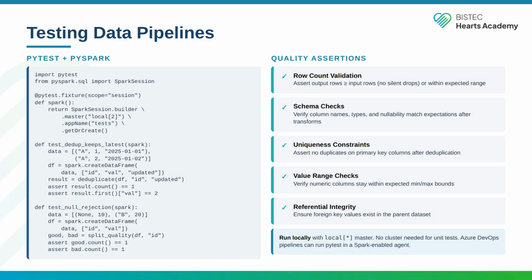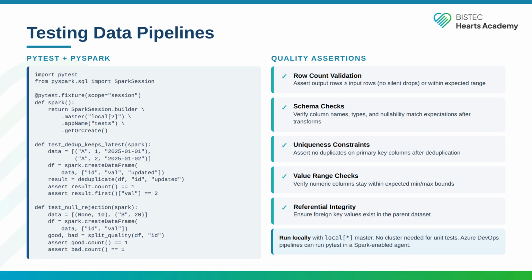Testing data pipelines is one of the most overlooked practices in data engineering. Here is how to do it properly with PyTest. The foundation is the Spark session fixture. You create a local Spark session scoped to the test session. It starts once, runs all your tests, and shuts down at the end. Using local mode with 2 cores gives you enough parallelism to catch concurrency issues without the overhead of a cluster.